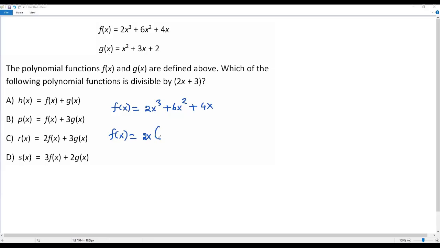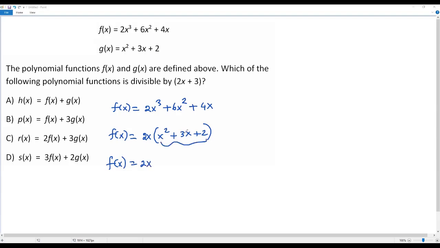When 2x is factored out, to get the expression inside the parentheses, we have to divide each term by the one I factored, that is 2x. When I divide 2x^3 by 2x, I get x^2. When I divide 6x^2 by 2x, I get 3x. When I divide 4x by 2x, I get 2. Here f(x) equals 2x times (x^2 + 3x + 2). Now we have to factor this quadratic expression.